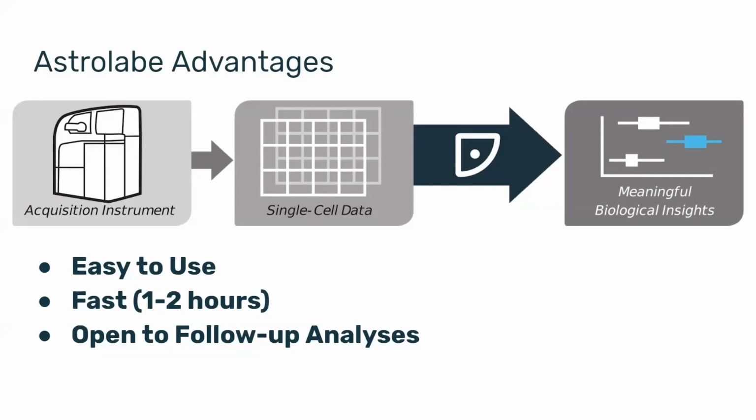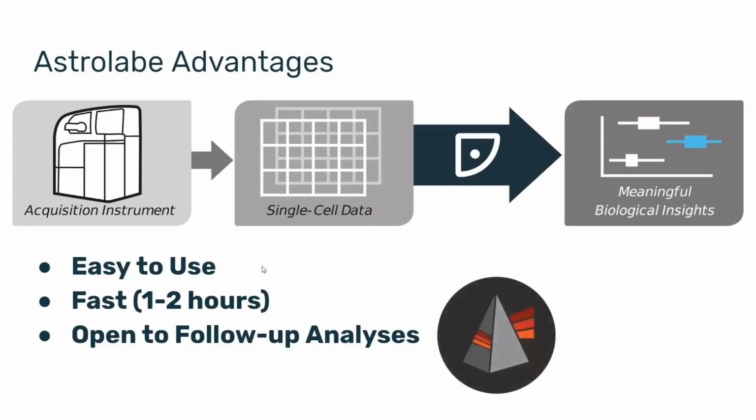And finally, all of the Astrolabe results are open to follow-up analyses. You can use the R programming language for that. We have spreadsheets that you can import into Excel. We have the online interface, of course. And finally, all of the results are available through FCS files, which you can import into FlowJo. So the next part of the seminar is going to focus on FlowJo and how you can use a combination of FlowJo and Astrolabe to really dig deeper into your data in a very efficient way.